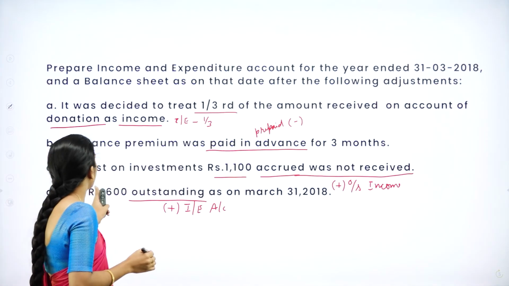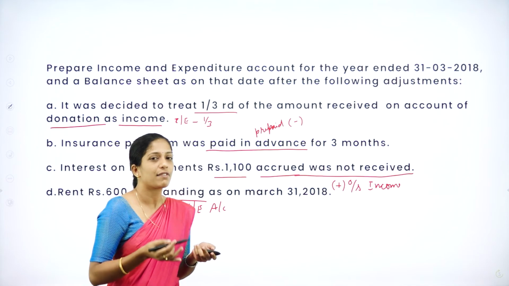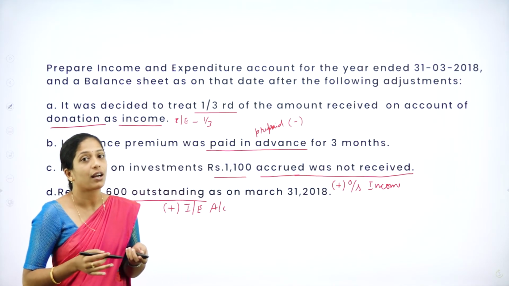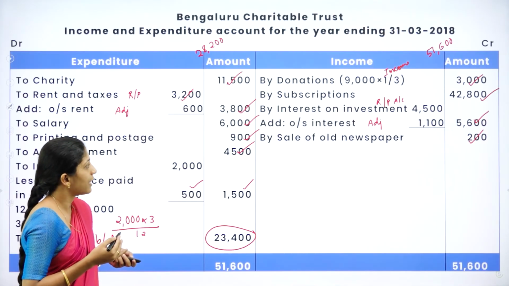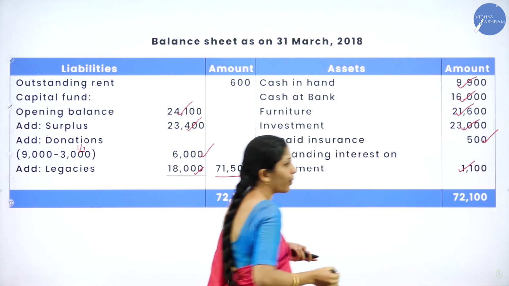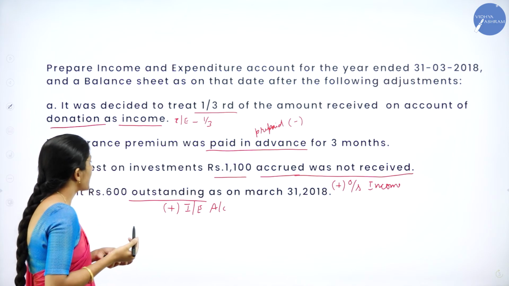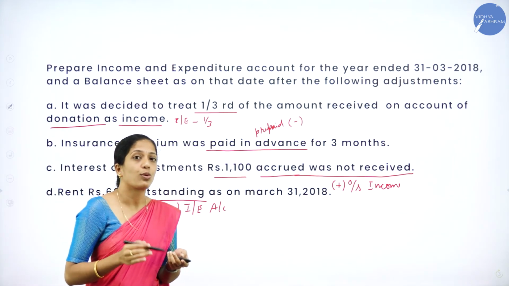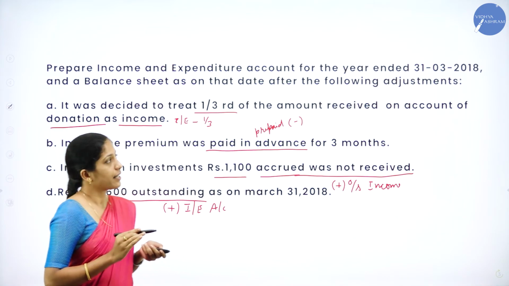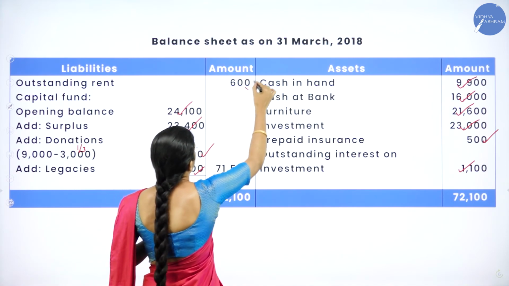How much prepaid insurance had we already calculated? 500. Next, interest on investment outstanding. Interest on investment is an income, so where do we record outstanding income? It is an asset, so on the asset side of the balance sheet. Outstanding interest on investment 1,100. Next is rent, rupees 600 outstanding. Rent is an expense, so outstanding expense is a liability. So we have to record outstanding rent on the liability side of the balance sheet.